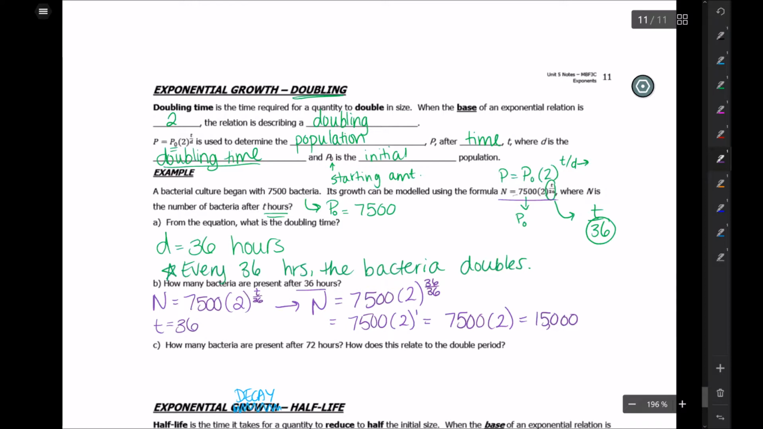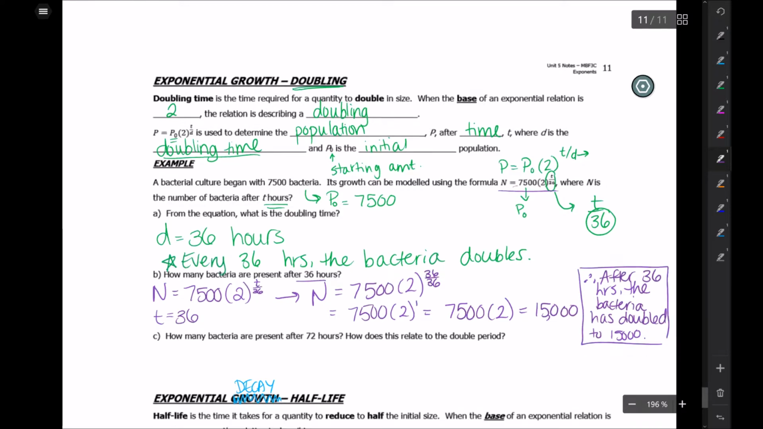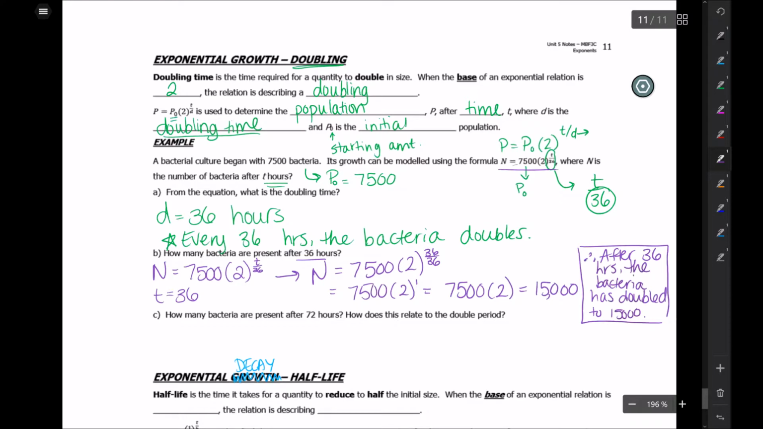Okay, so we'll say right here, therefore, after 36 hours, the bacteria has doubled to 15,000. Okay. All right, so now question C says, how many bacteria are present after 72 hours, and how does this relate to the double period?